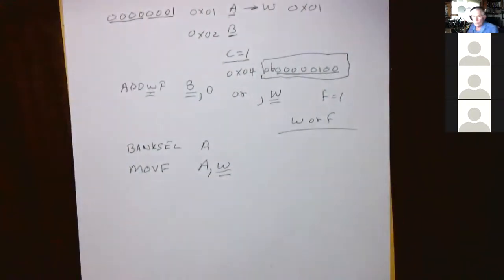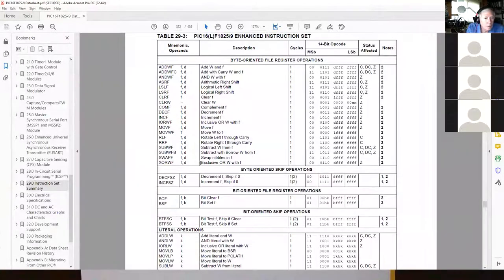Almost all of the instructions that are byte-oriented instructions have this D bit. See the D bit here? D bit. There's no D bit. And that's because this is clear F. So you can't clear F and leave the result in W. That doesn't work. If you're going to clear F, you obviously want all the zeros to be put in F, not anywhere else.